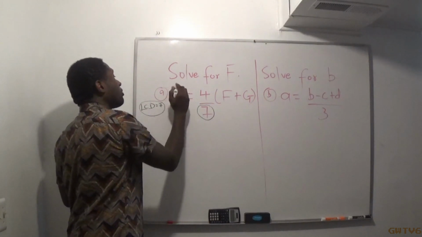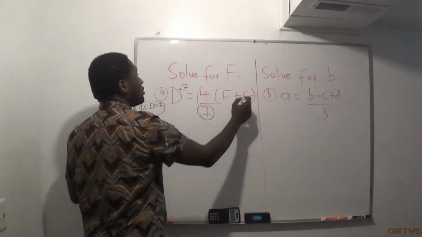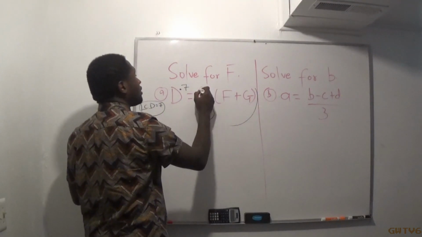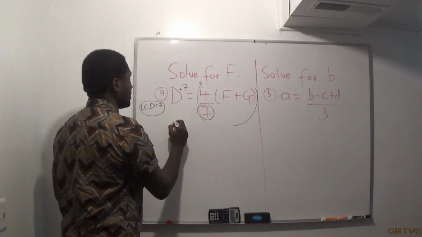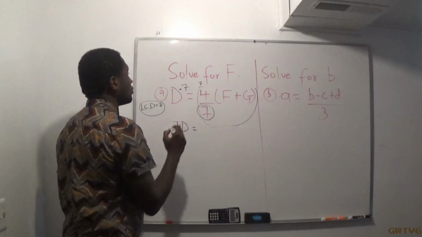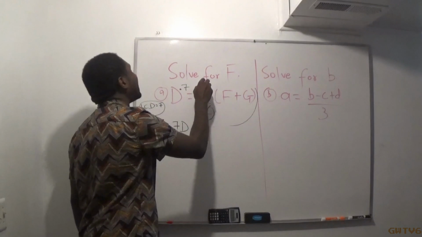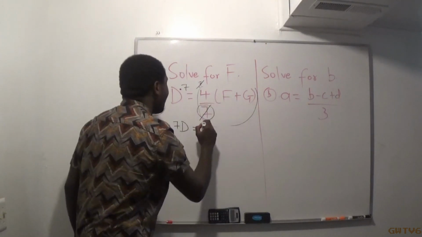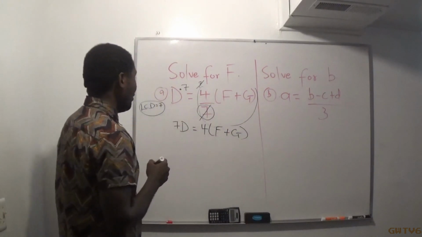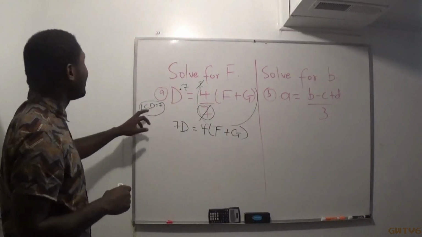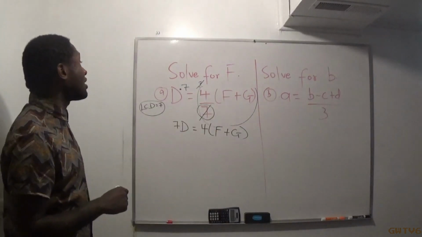So that means I'm multiplying this term right here by the LCD, which is 7. And then this whole thing is like 1, so I multiply this whole thing also by 7. Now d times 7 is 7d. And then equals this 7 and that 7. One is at the top, one is at the bottom. I can cancel it. So now I just have a 4 and an f plus g. That's why I have to always find the LCD. That helps me get rid of the fraction.